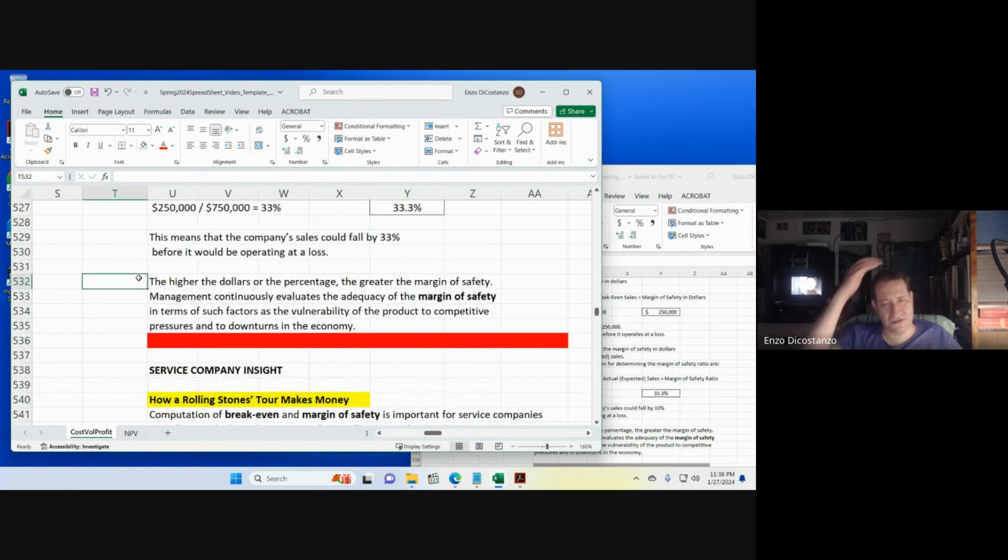It says the higher the dollars, the percentage, the greater the margin of safety. And management continuously evaluates the adequacy of the margin of safety in terms of such factors as vulnerability of the product to competitive pressures or to downturns in the economy.